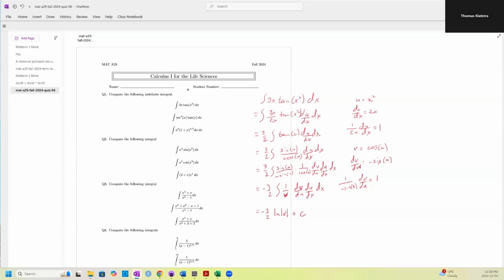Now, v is going to be cos of u. So this equals minus 3 over 2 ln absolute cos of u plus c. And now u equals x squared, so I need to substitute that back in, giving you minus 3 over 2 ln absolute cos of x squared plus c.